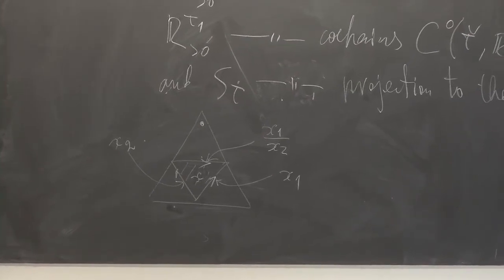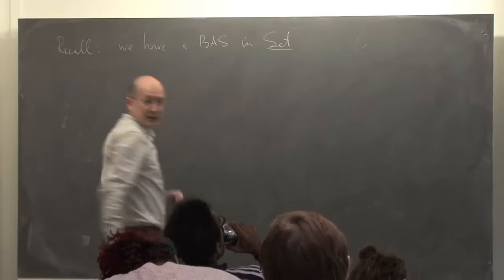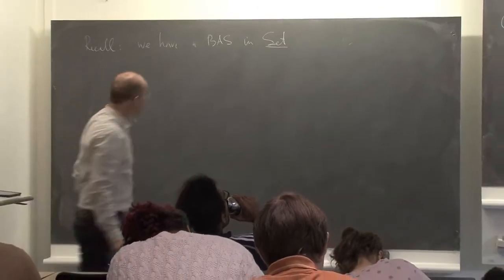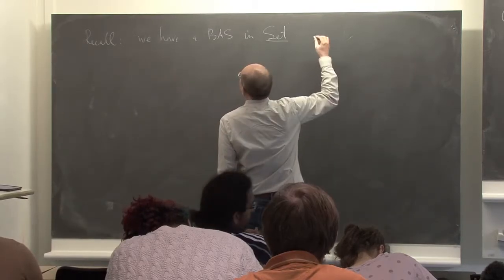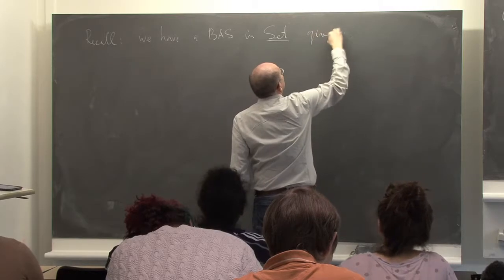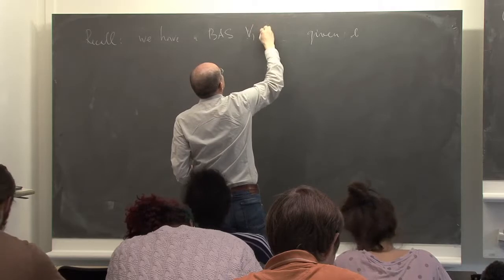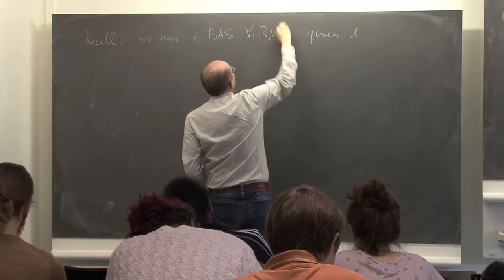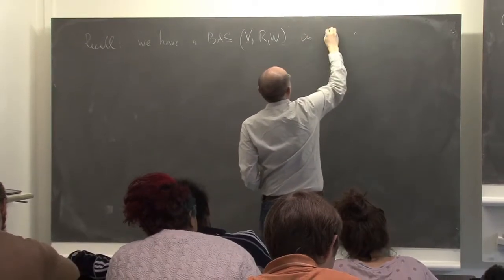We have a basic algebraic system in the category of sets with Cartesian product as a monoidal product. We have a basic algebraic system given by basic V, R, W in a set.